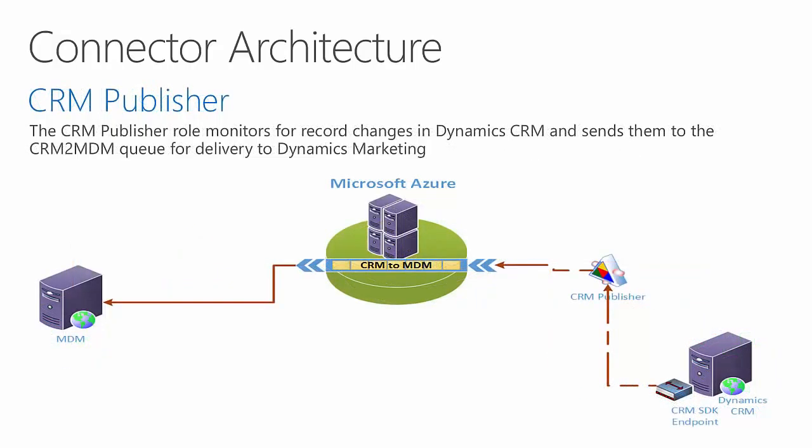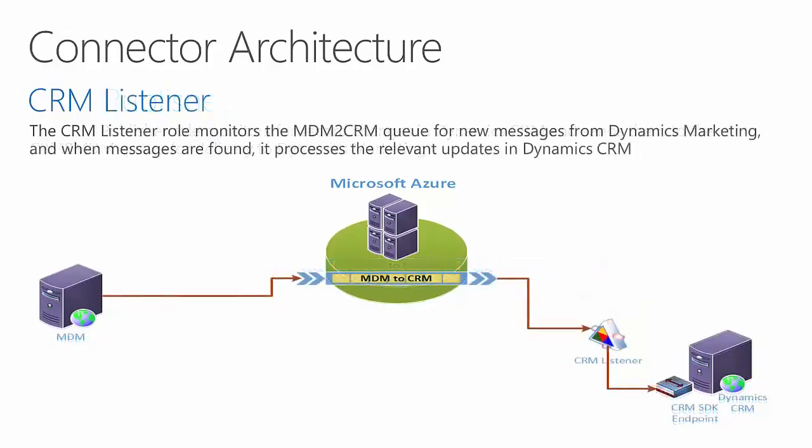Likewise, the CRM Publisher role monitors the system jobs that are triggered by the Service Bus plugin within Microsoft Dynamics CRM and sends any related messages to the CRM to MDM queue for Dynamics Marketing to retrieve. As with the previous listener role, the CRM listener role monitors the MDM to CRM queue in Microsoft Azure, and if any new messages are discovered, they are retrieved and the respective updates are made in Microsoft Dynamics CRM.